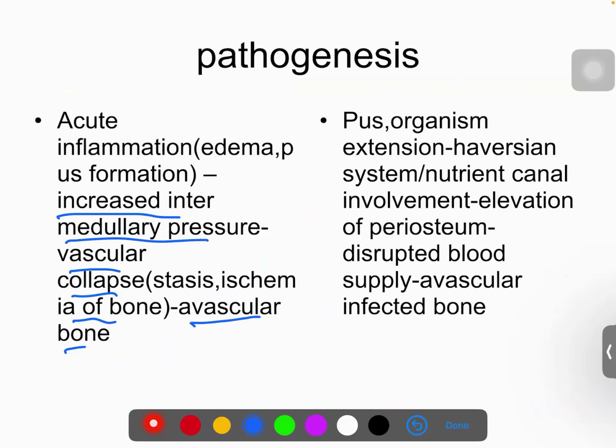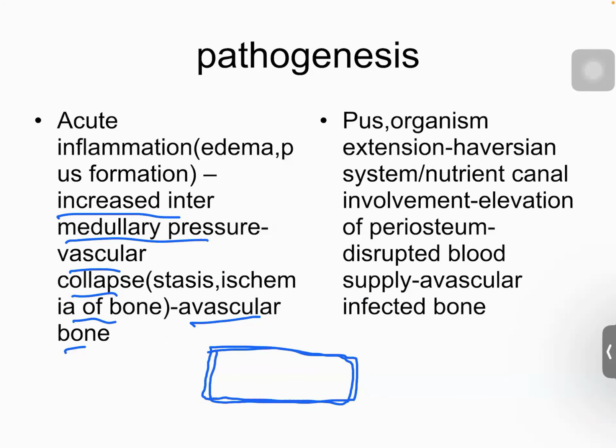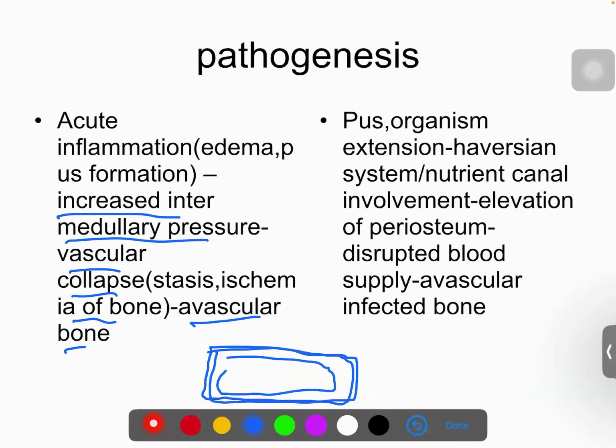Okay. What happens here is, just imagine you have a closed space. This is your bone. Bone is a closed cavity. There is inflammation here. Inflammatory mediators will come from the blood supply of the bone. So there will be excessive inflammation here.